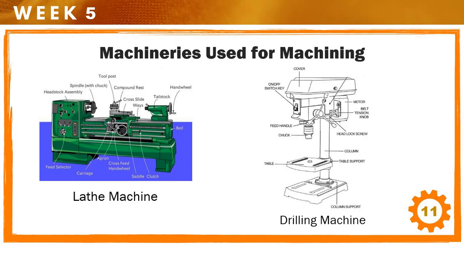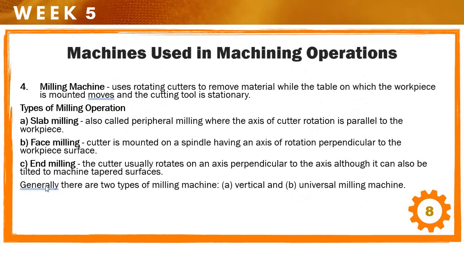Then the motor, the one that enables the rotation of the tool. The cover, of course, cover for the electric components or electronics components. Then on or off switch key. So feed handle, that is used for adjusting the distance of the tool. And of course the chuck, the one that is holding the tool.